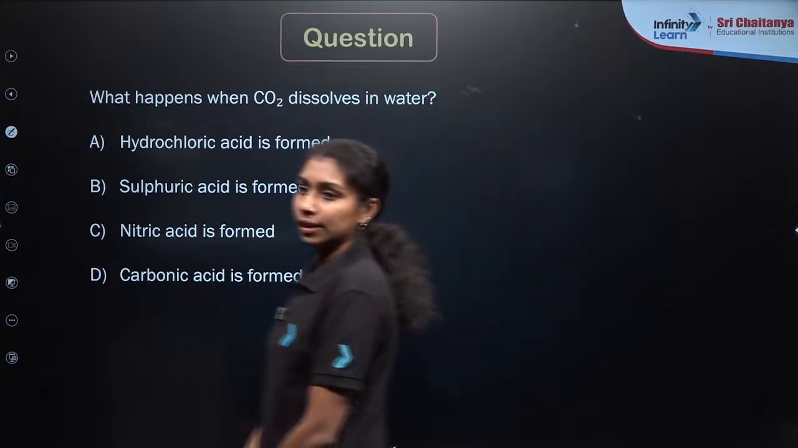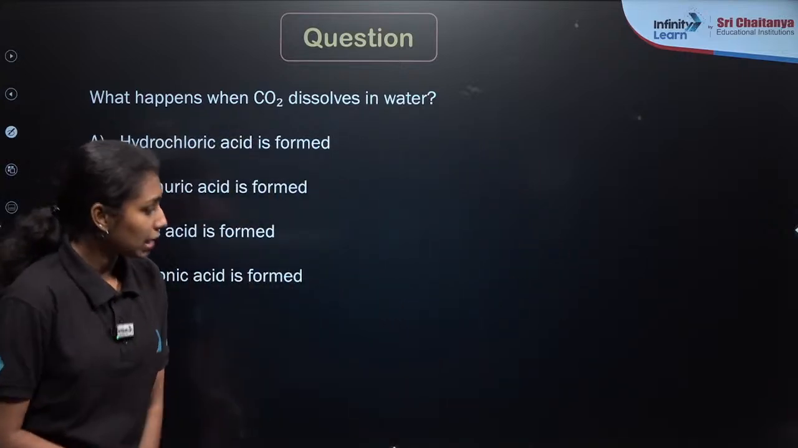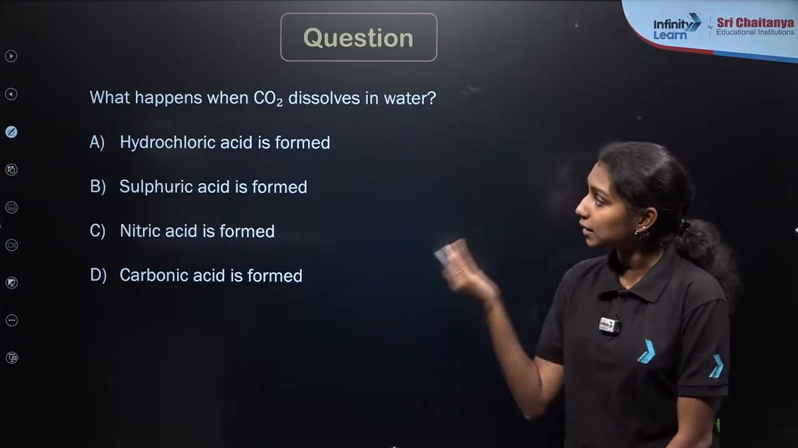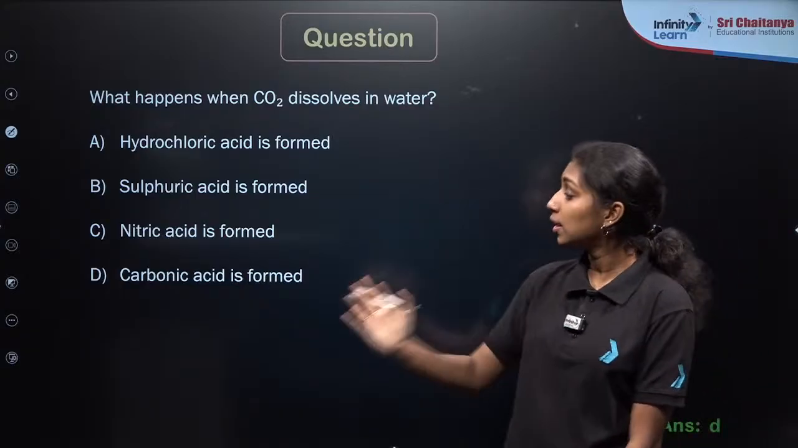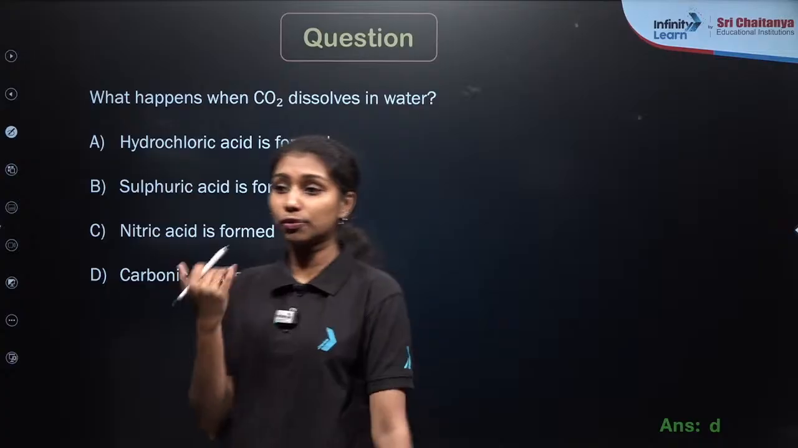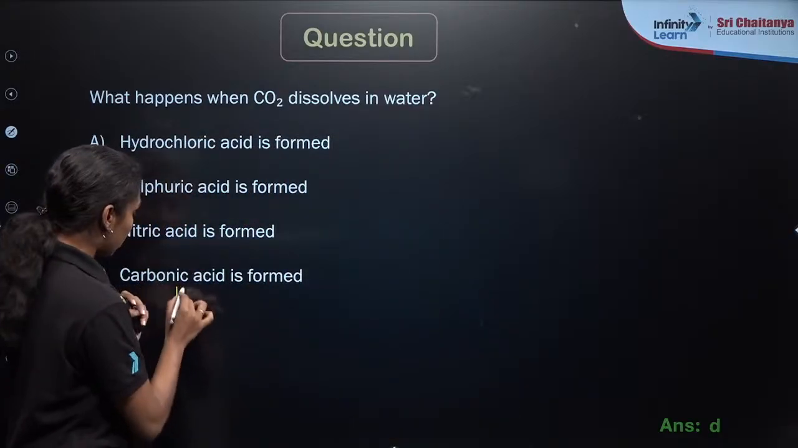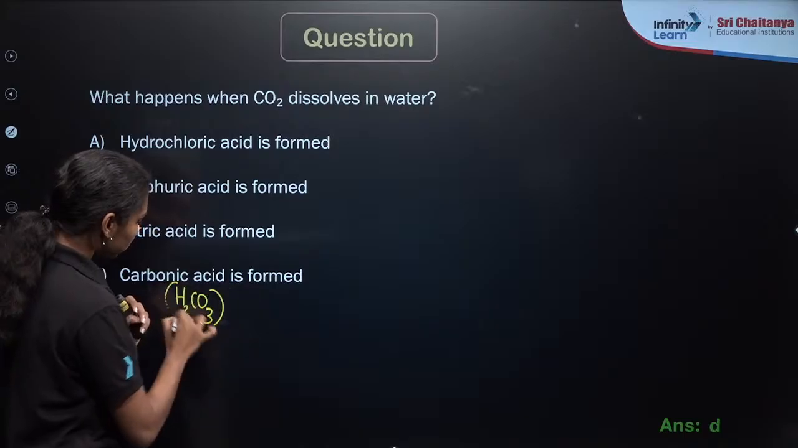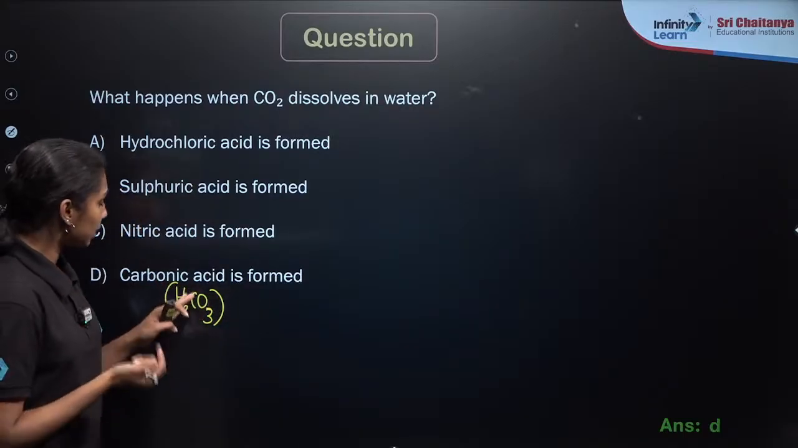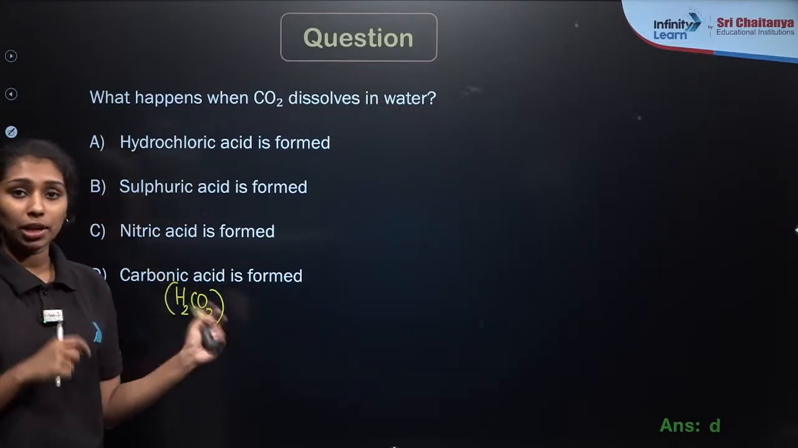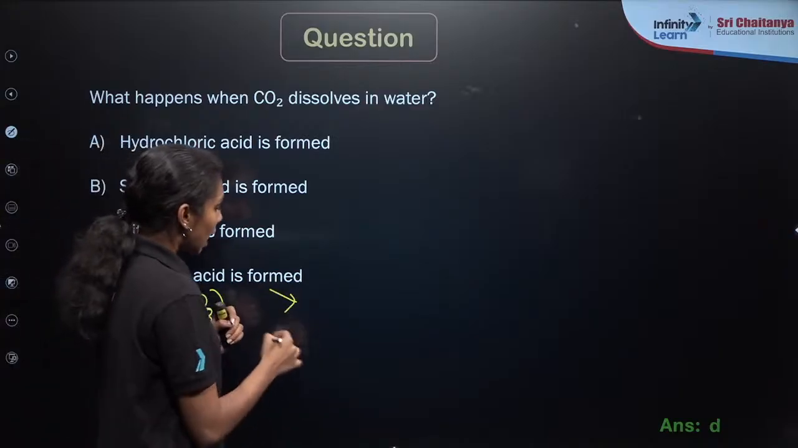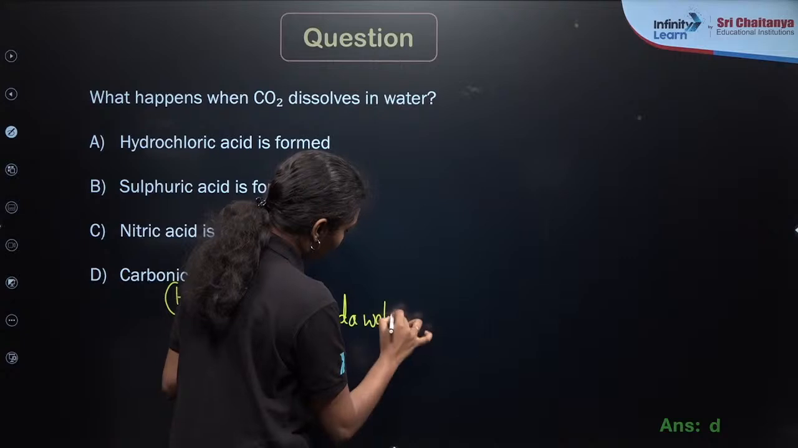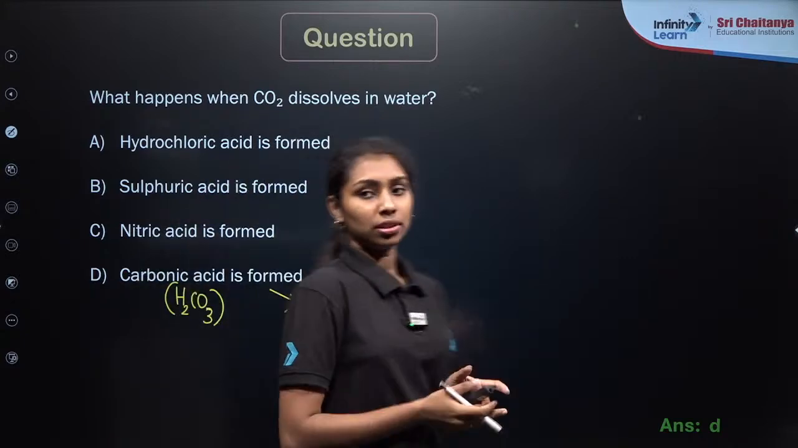Okay, again most of you are giving me the answer as option D. So option D is the correct answer. Whenever we add carbon dioxide to water, carbonic acid is formed, which has the formula of H₂SO₄. H₂SO₄ is known as carbonic acid, which is formed by the reaction of carbon dioxide and water. This is the reaction which happens behind soda water, which we are using. Clear?